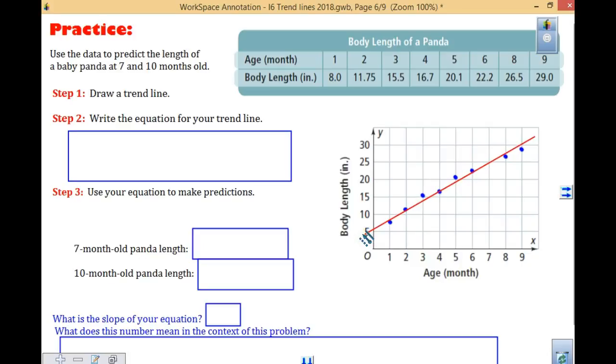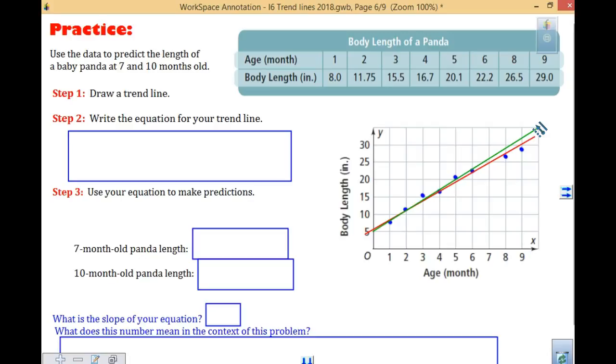maybe something like that, right? Yours might be close to that. Here's the deal, some people might draw theirs and have it being maybe more like this, right? So you have two different options. You just want to draw one line. Now, after you draw your line, we want to write an equation.